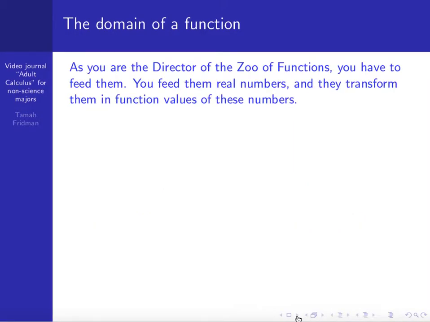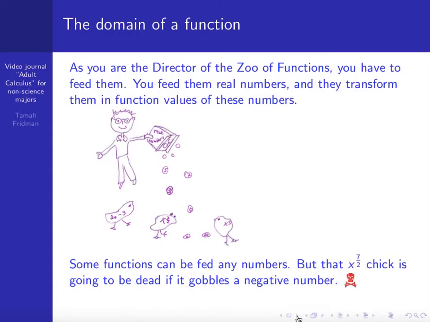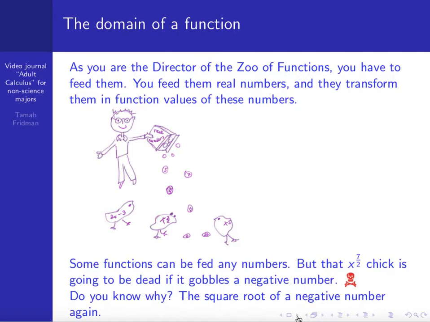As you are the director of the zoo of functions, you have to feed them. You feed them real numbers and then transform them in function values of these numbers. Here is a picture. Some functions can be fed any numbers, but that x to 7/2 chick is going to be dead if it gobbles a negative number. You know why? Again, we deal with the square root of a negative number.